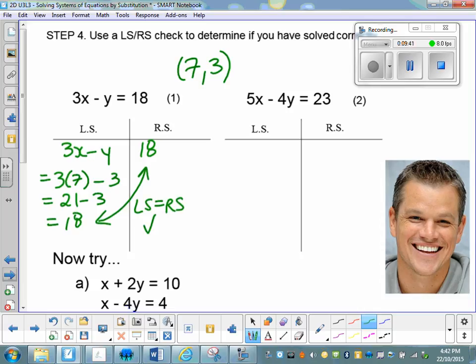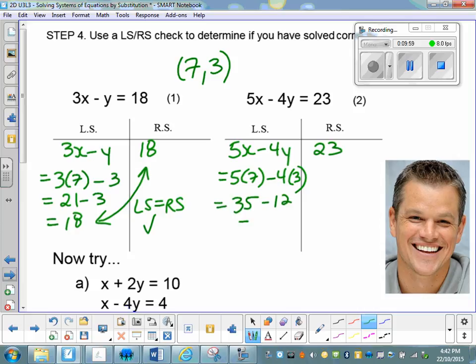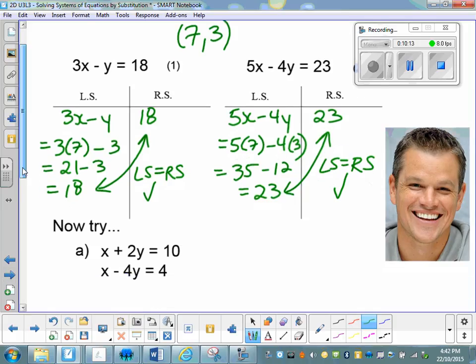And in the other equation, 5x minus 4y on the left side, 23 on the right. It's going to look like that when we substitute it in. So 35 minus 12. It's a miracle. So just as we expected, that point works in both equations just like it should.